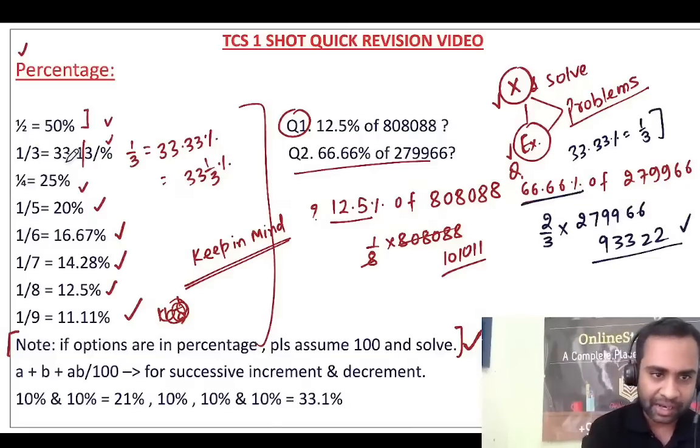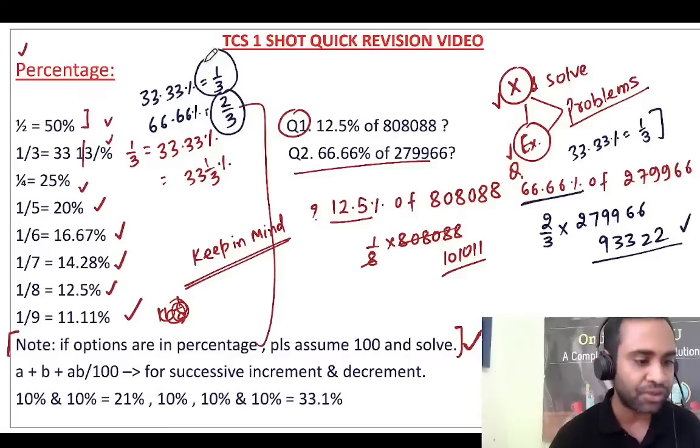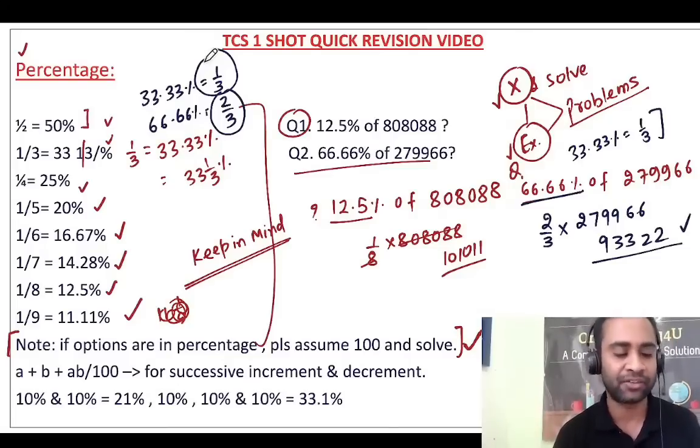See, 33.33 percentage is 1 by 3. So 66.66 percentage is nothing but 2 times, so it will be 2 by 3. Clear? So this is how you have to use your mind in the examination, right?